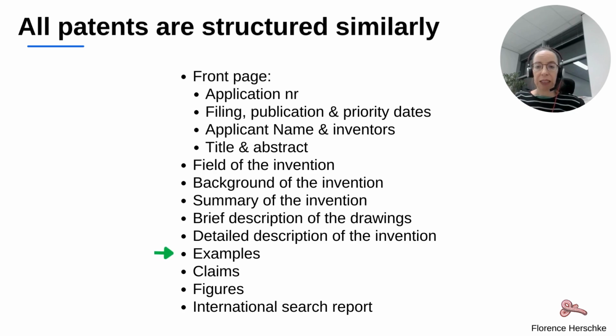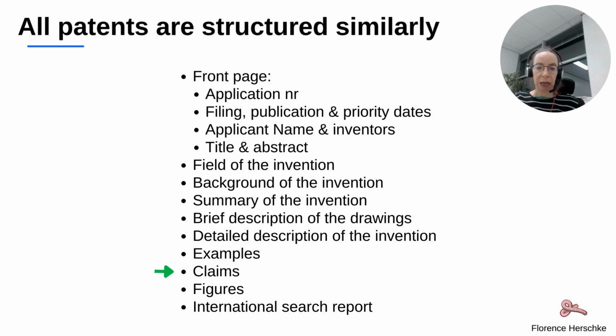Then you will find examples. This is a little bit like the main text in a scientific publication. And in this part, the inventors actually describe how they have applied the patent and the invention. They will refer to the figures and you will also find there some tables, which can be useful to read.